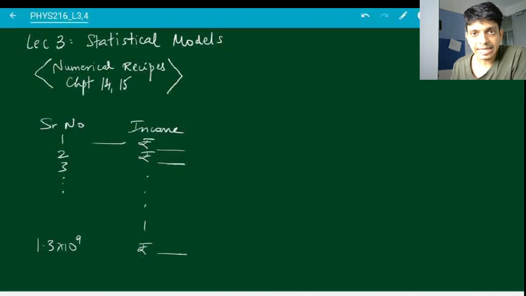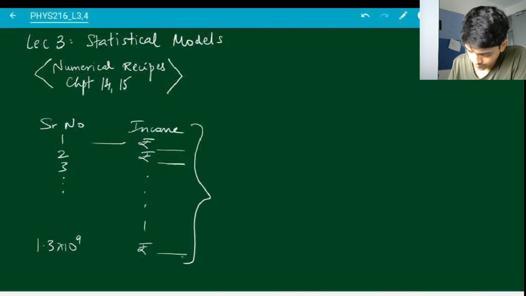Now this is a very detailed level of information, and just by having this list in hand, one can't necessarily draw any major conclusions from it. So this description, which is the most detailed description that one can have of a system, is referred to as a micro level description. Micro level or micro state description.